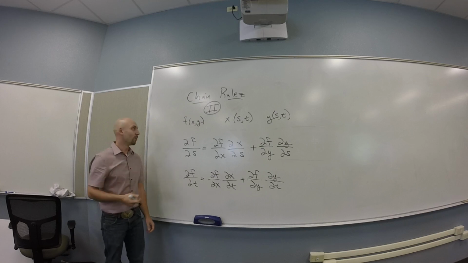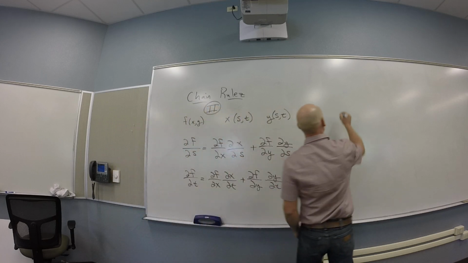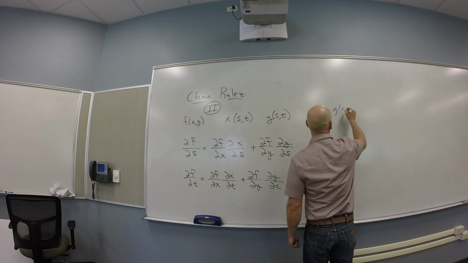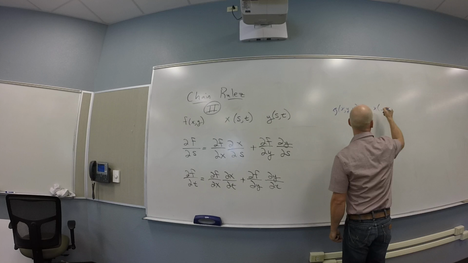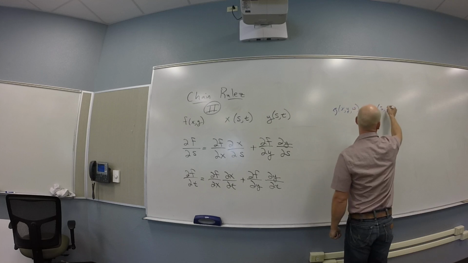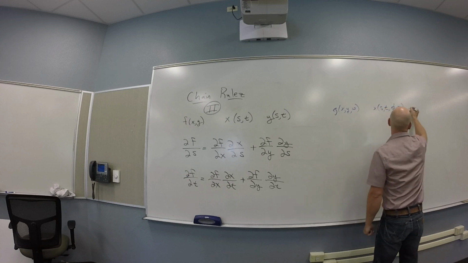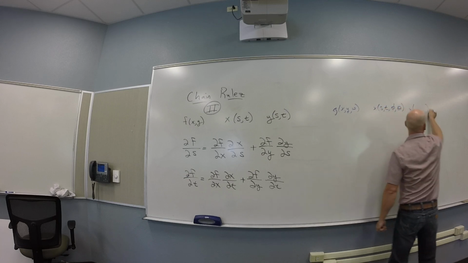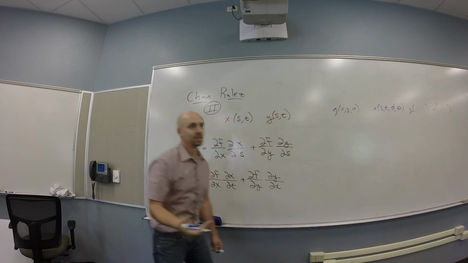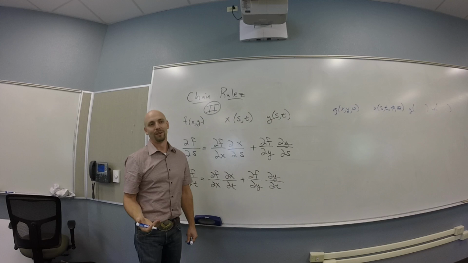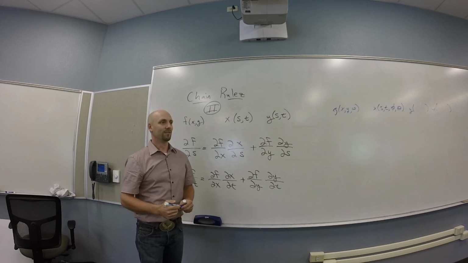If I wanted some more complicated, horrible situation where g depends on x, y, and w, and x depends on s, t, phi, and theta, and y depends on the same, and w depends on the same. Can you do this? Yeah. Do you want to? No. Not really, but can you? Probably, totally.